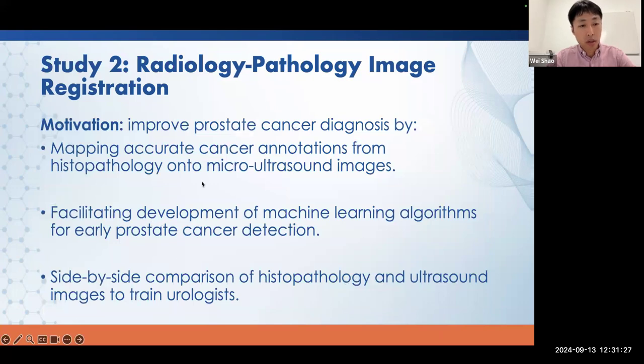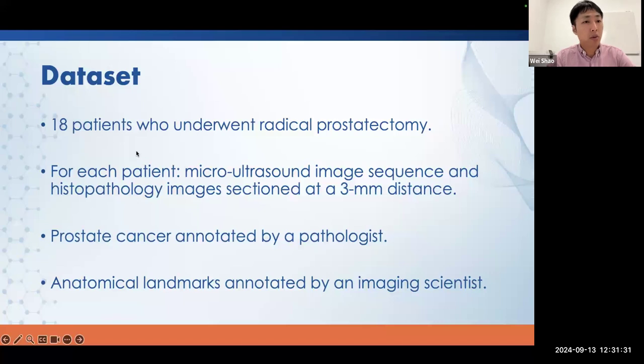So I will skip this. I already discussed the motivation. For this data set, we have 18 patients who underwent radical prostatectomy, which is a surgical removal of the prostate, because the urologists consider they have a high grade. This is done for patients who are already confirmed with prostate cancer and have a high risk of the cancer growing outside the prostate. And for each patient, we have microultrasound images.